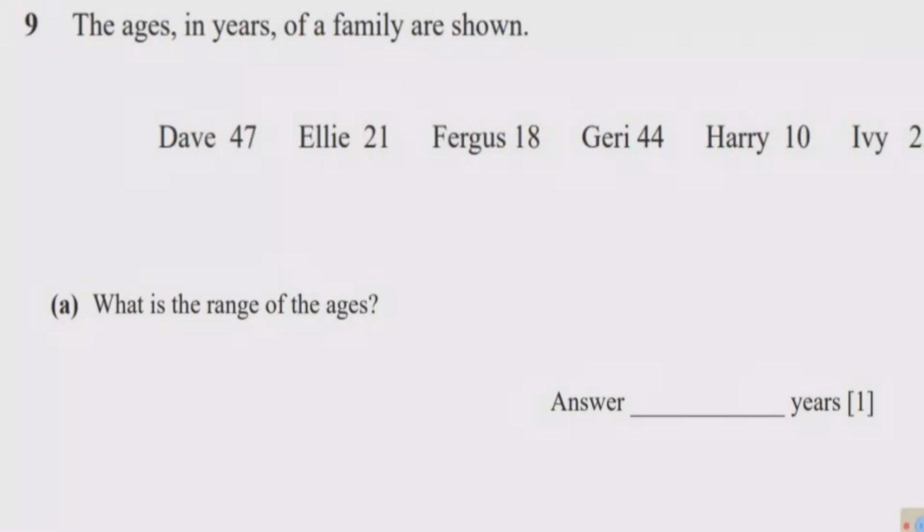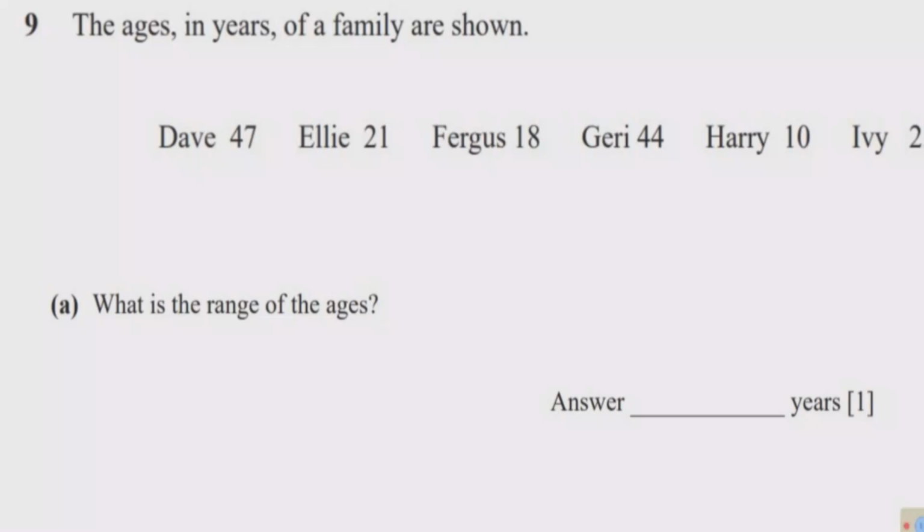The ages in years of a family are shown. Davy 47, Ellie 21, Fergus 18, Gelly 44, Harley 10, Ivy 25. So these are the ages of the members of the family. Then the actual question is, what is the range of the ages? What is the range of the ages?